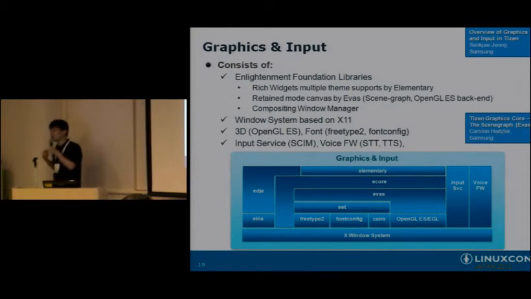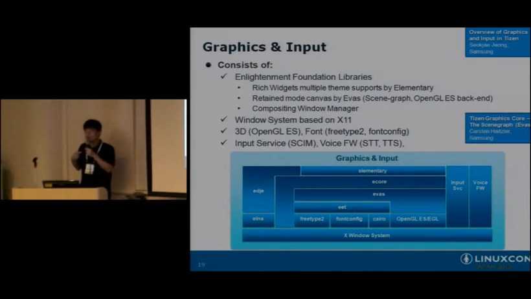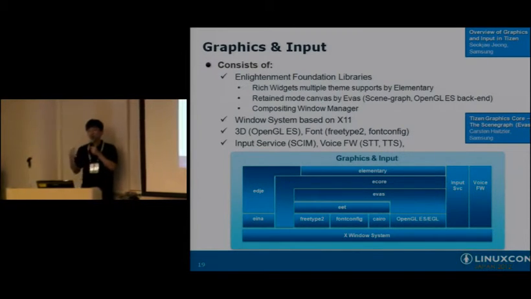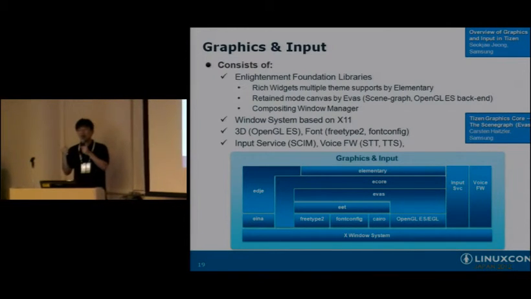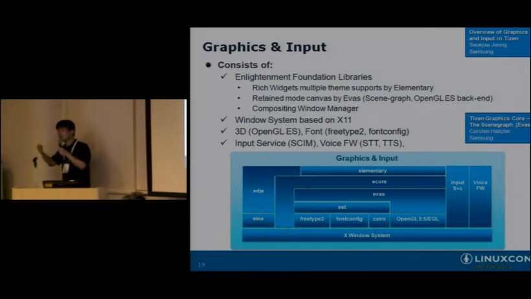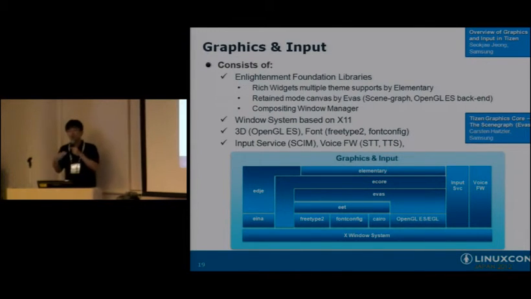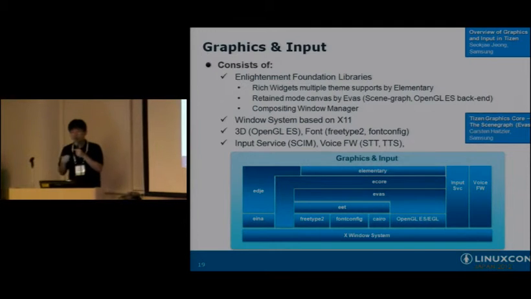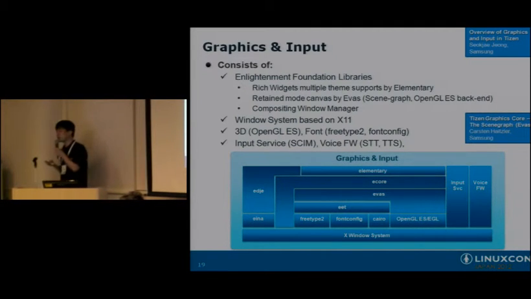And the Enlightenment Foundation's core graphics is EVAS. EVAS is a retained mode graphics engine. So it can retain all the objects in the canvas, and it draws very efficiently with its software algorithm. As well, you can accelerate that rendering with OpenGL hardware. So EVAS actually provides a plugin-based backend, like a software backend and an OpenGL ES hardware backend. All other backends are supported by EVAS itself.